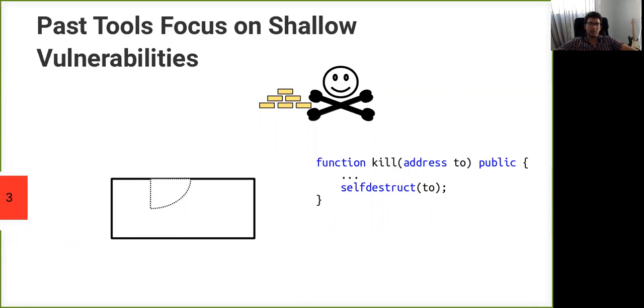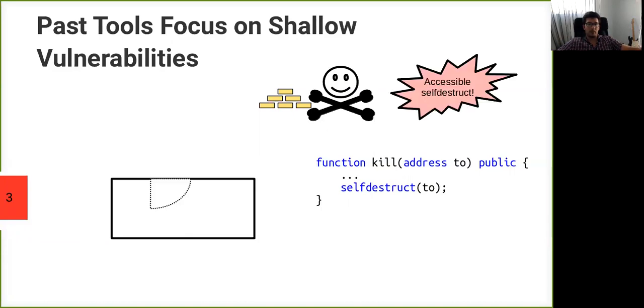It has a function kill with a public qualifier. So this means that anybody can call that function. Inside that function, there's a self-destruct. Self-destruct removes the code associated with the current address and sends the funds of the smart contract to the address which is passed as an argument.